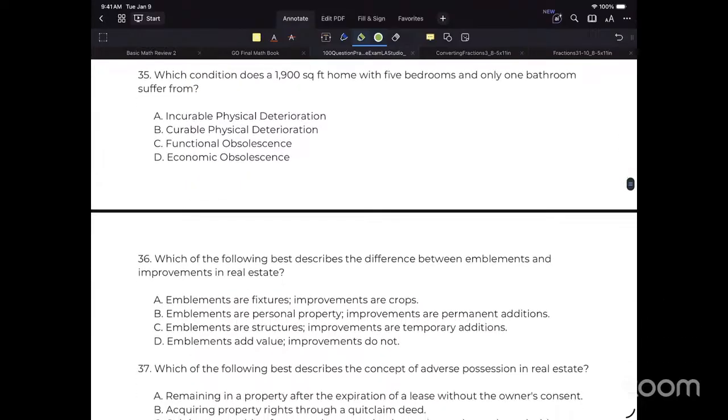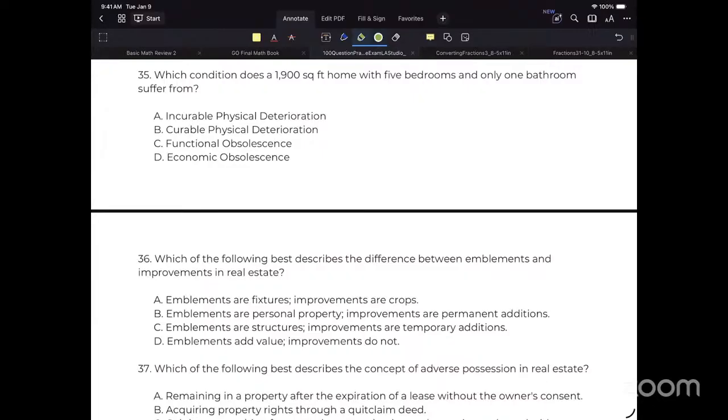All right. 35. Which condition does a 1,900 square foot home with 5 bedrooms and only 1 bathroom suffer from? That sounds terrible unless you live alone. Is it A, incurable physical deterioration? B, curable physical deterioration? C, functional obsolescence? Or D, economic obsolescence? Which one is it? A, B, C, or D? What are we thinking?